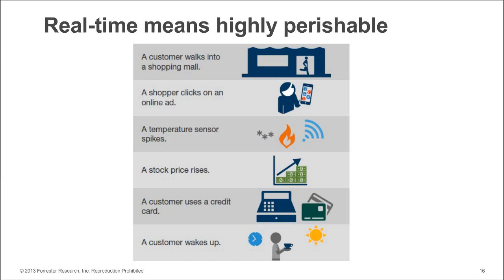So, people can have very philosophical arguments about what real-time means, but it just means highly perishable. So if a customer walks into a shopping mall, real-time means 30 seconds. If a temperature sensor spikes, it could mean 1 second. If a stock price rises, well, that could be microseconds, actually. So don't get caught up on real-time. It just means right now, defined as the business requirement.